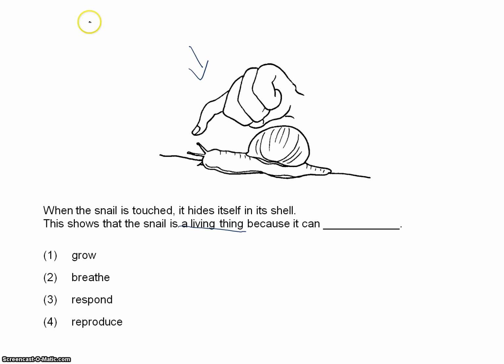Okay. Now when we are looking at this diagram, we are using the observation skill. So when we observe, that means we use our eyes to see. All right, we find out what's going on over here. So you can see at this point of time, there is a finger touching a snail. And you know that when the snail is being touched, it will hide itself in its shell. Okay, so which of these choices would it be?